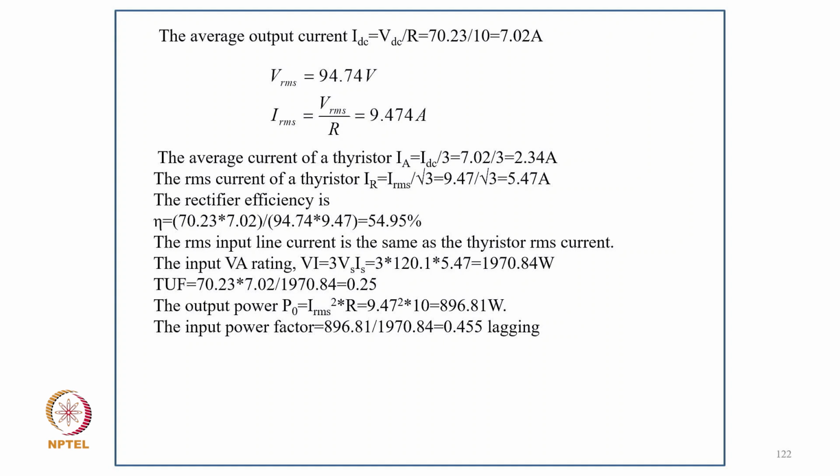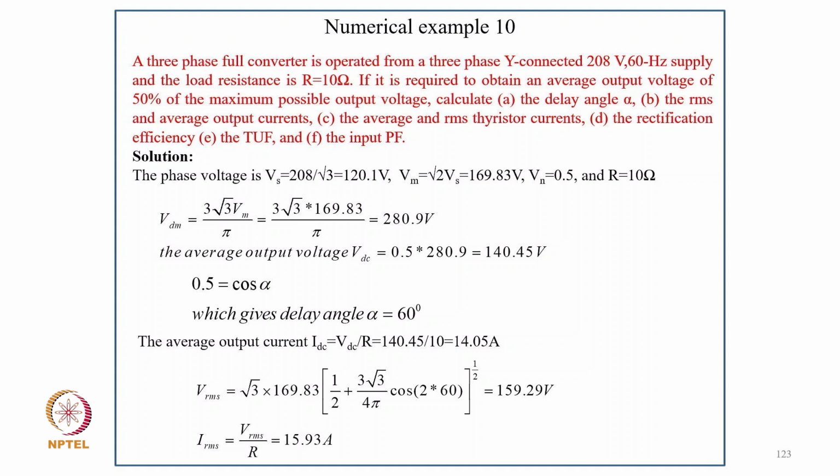The rectifier efficiency is output power divided by input power, that is 54.95%, and the RMS input line current is the same as the thyristor current. So the input VA rating is 3 Vs I, that becomes 1970.84, and the transformer utilization comes to 0.25. Output power is Irms squared R, that becomes 96.81, and the input power factor is power upon VA, that is 0.455 lagging.